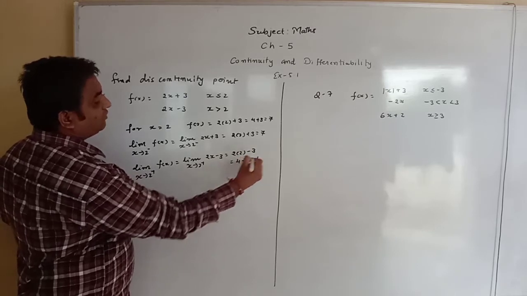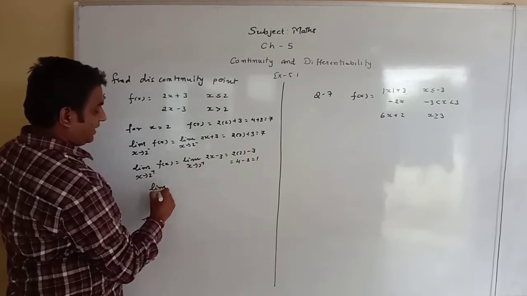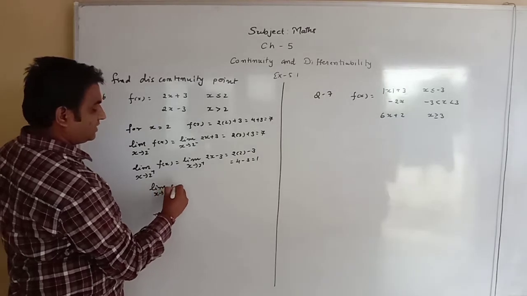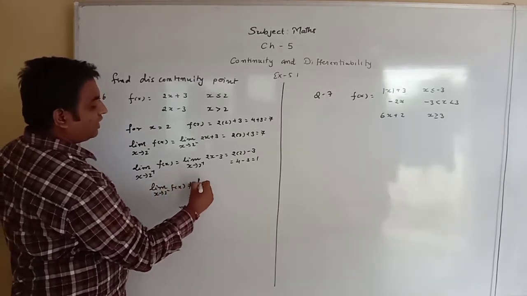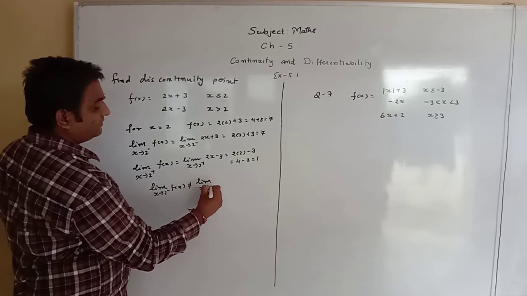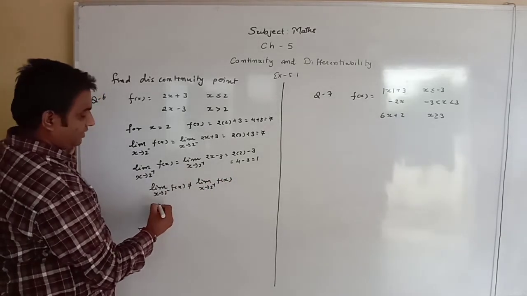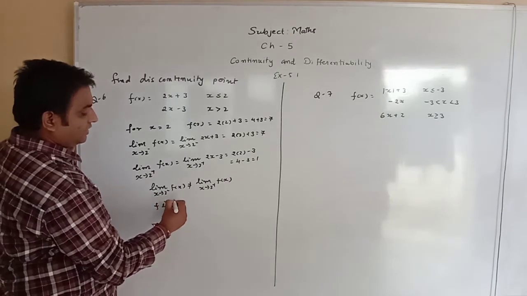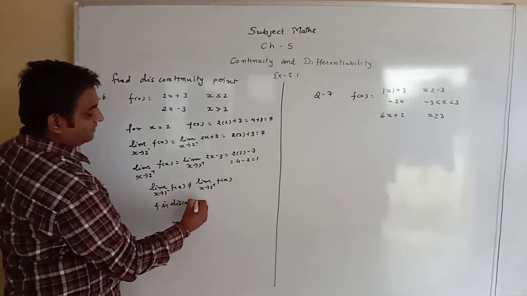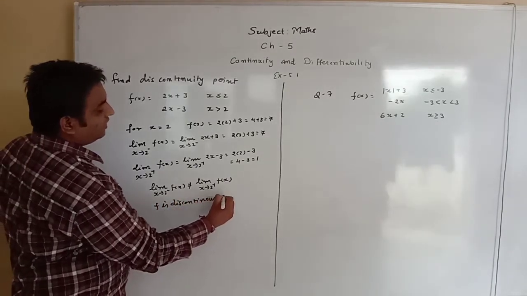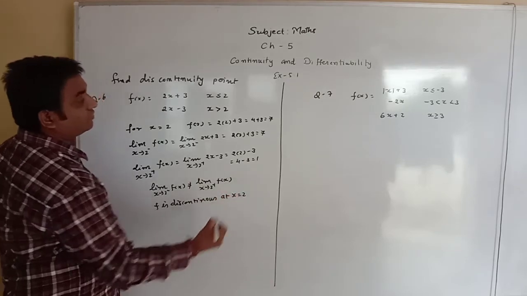So we can see that limit x tends to 2 minus f(x), the left limit, is not equal to the right limit, and since left limit and right limit are not equal, f is discontinuous at x equals 2.